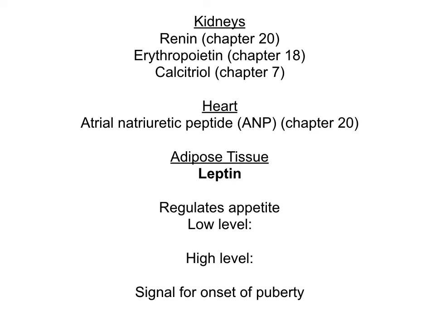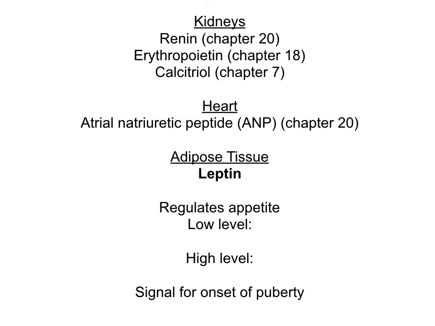But recall that your kidneys produce renin. You learned about it in Chapter 20, and renin led to a series of chemical reactions that led to angiotensin II. And angiotensin II had all of its lovely functions, which I would highly recommend that you go back and review as well. You have erythropoietin, which you learned about in Chapter 18, and calcitriol, that lovely active vitamin D, covered in A&P 1 in Chapter 7.